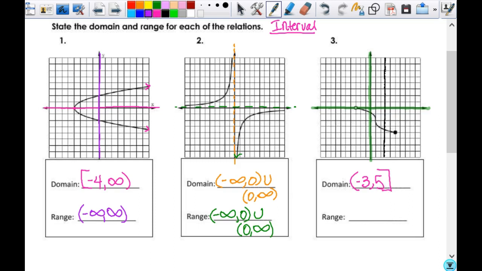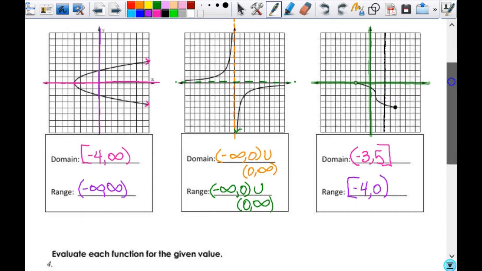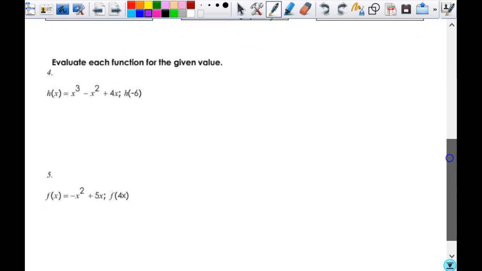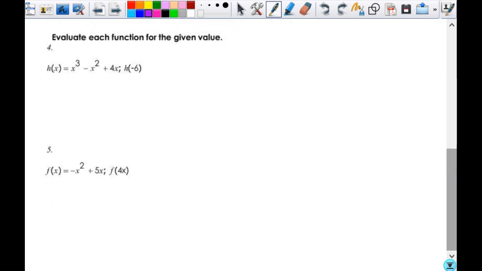Then for my range, no y values down here. The first y value I come to is this one. So that's 1, 2, 3, 4. That is a -4. And then all these y values work up to 0. -4 is a usable y value. 0 is not, so it's open. There is domain and range. Make sure you know when to use the parentheses and when to use the brackets and when to use the union.